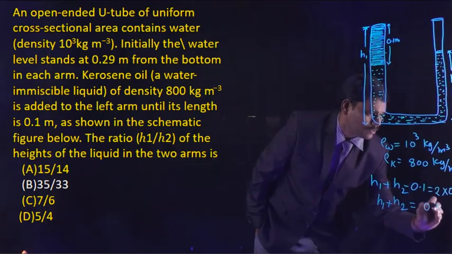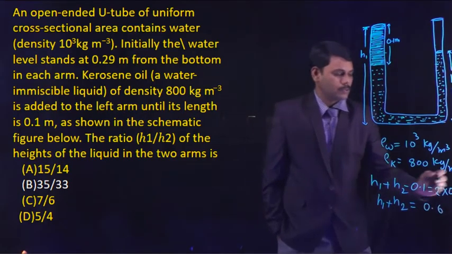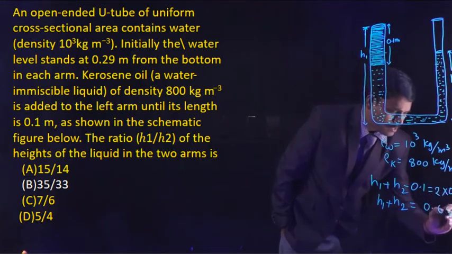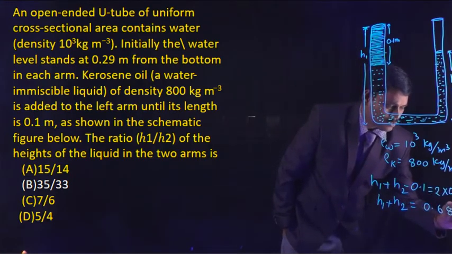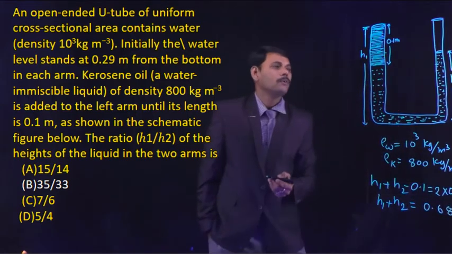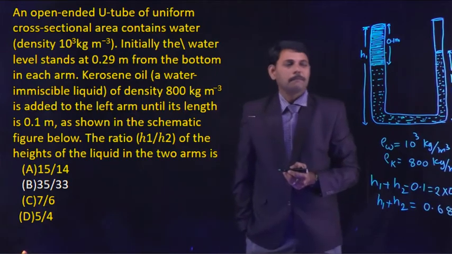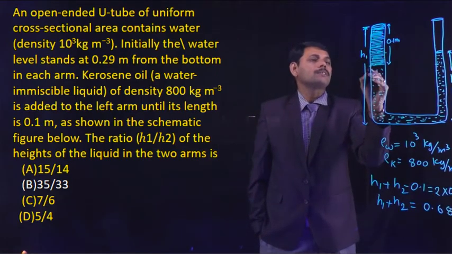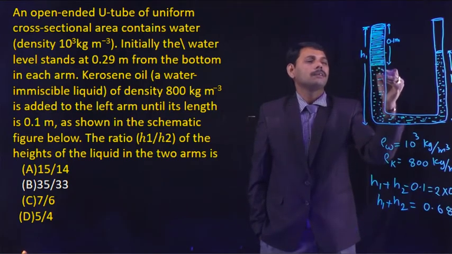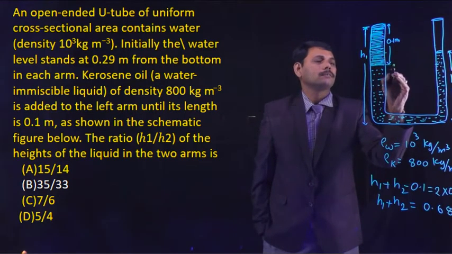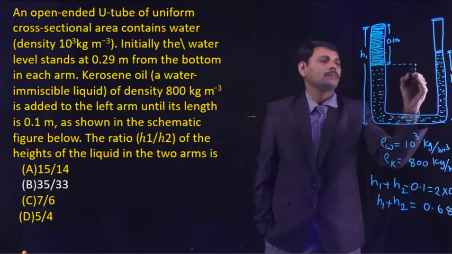So 2 into 0.29 is 0.58, plus 0.1 means 0.68 meters is the H1 plus H2 value; let it be equation 1. I have to find the H1 by H2 ratio. To find that, let us consider the interface which connects the kerosene and water. Draw a horizontal line here and extend it horizontally to the other limb.